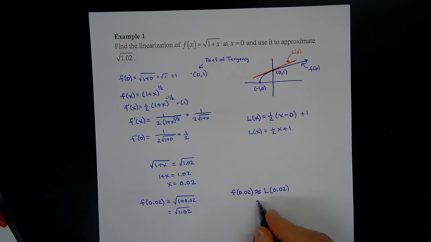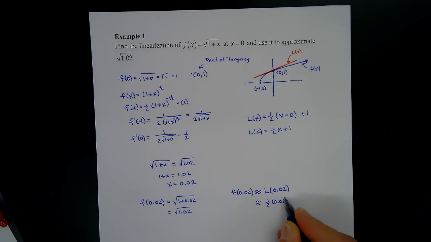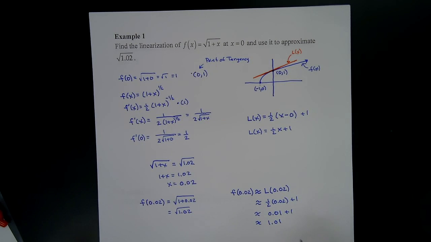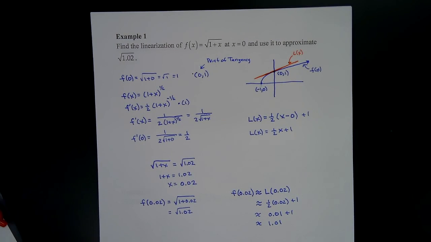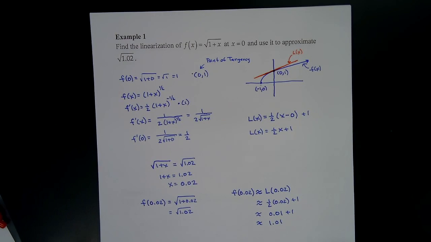So that means the square root of 1.02, which is f of 0.02, is 1/2 times 0.02 plus 1, or half of 0.02 is 0.01, plus 1. So a good approximation of the square root of 1.02 is 1.01. Now I realize most of us would have said, oh, it's close to 1. Yeah, but you didn't know how close it was, right? You probably didn't know 0.01, all right? Okay. So that's how we're going to do it.